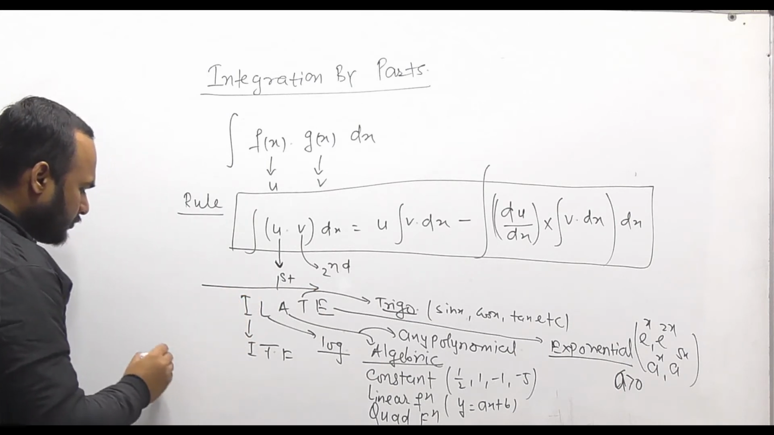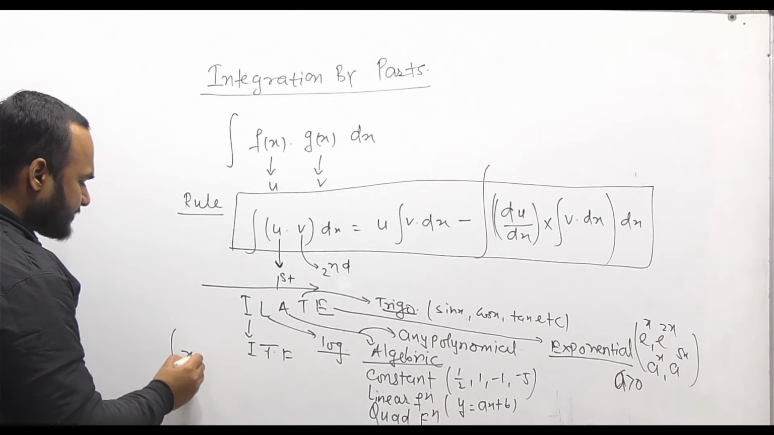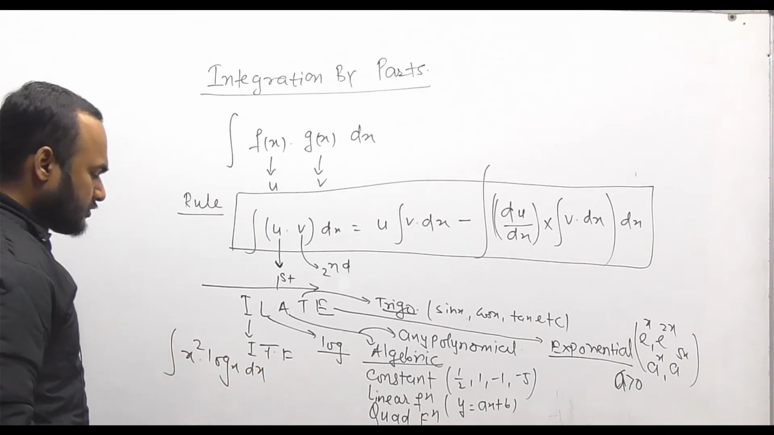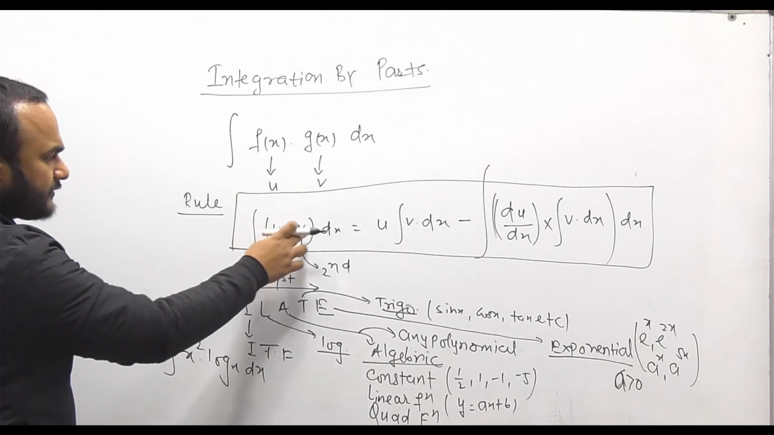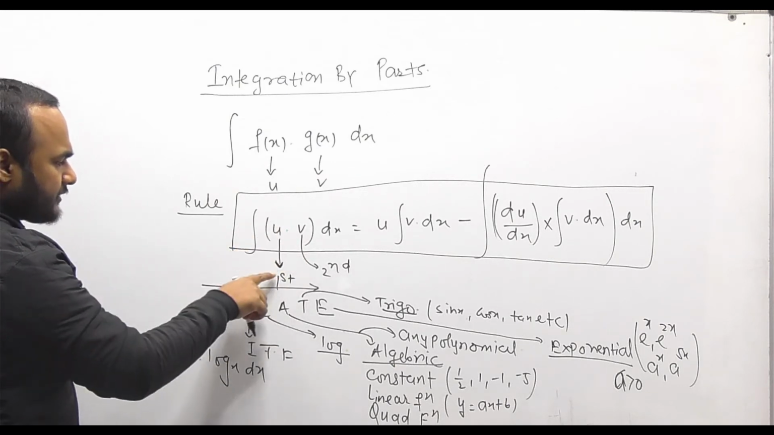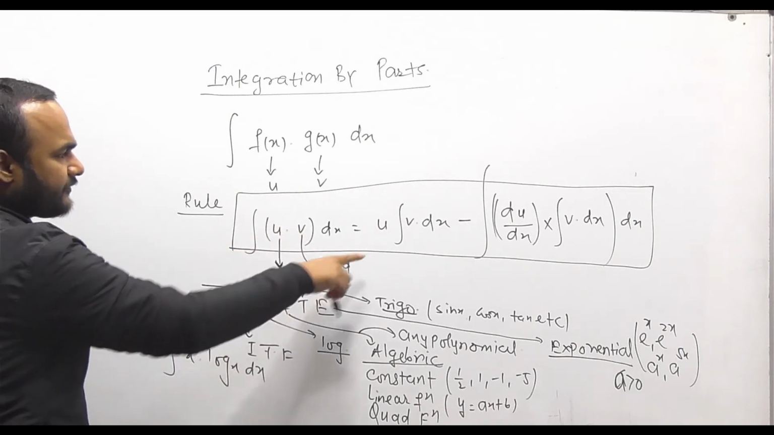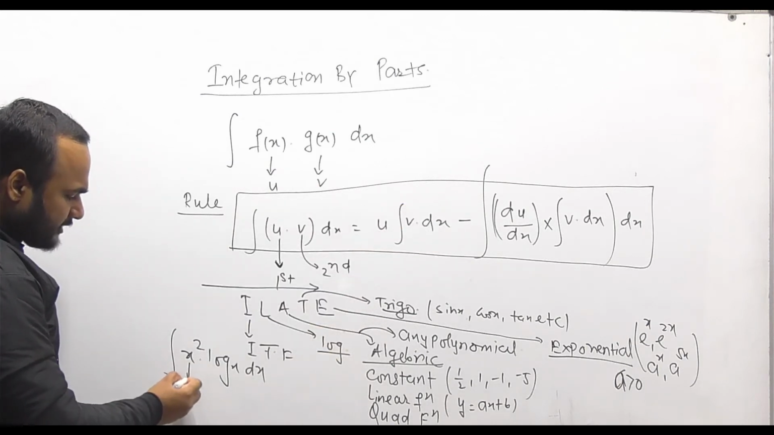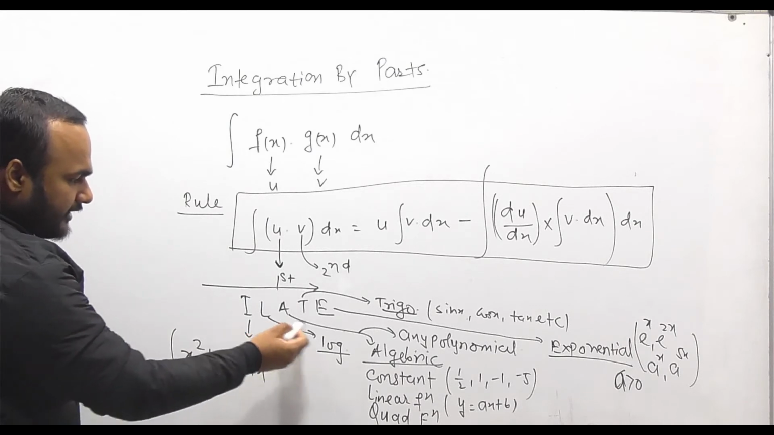Suppose there are two functions we have to integrate, say x square log x, the function which we have been asked to integrate. First of all we have to choose which function is u and which is v. The u function will be the first function and the v function will be the second function, and accordingly we will apply the formula. Here we can see that x square is a quadratic function, and quadratic is what?